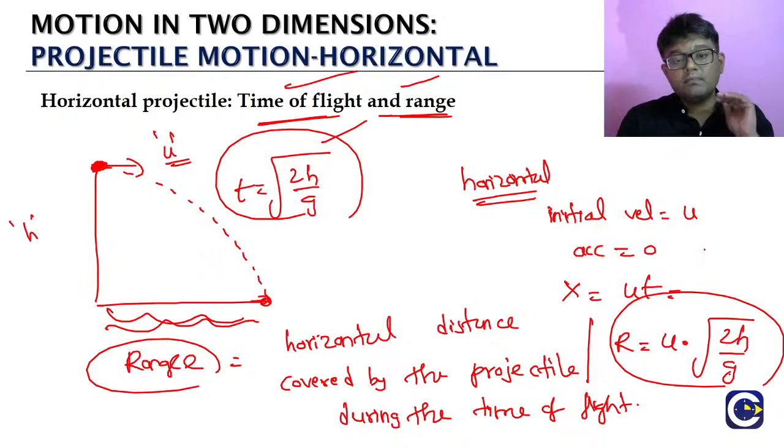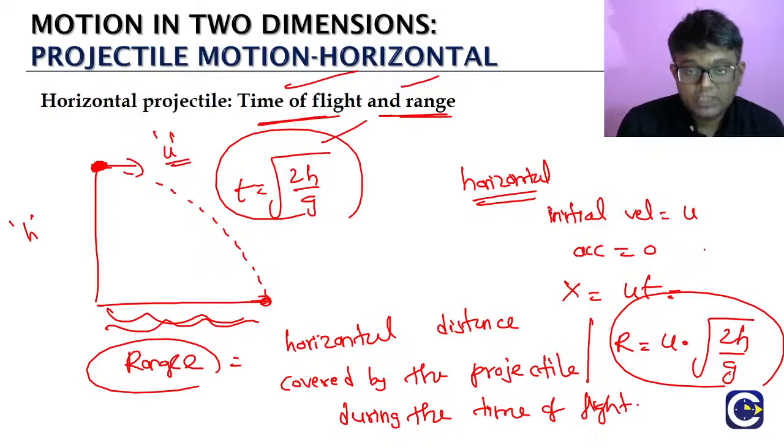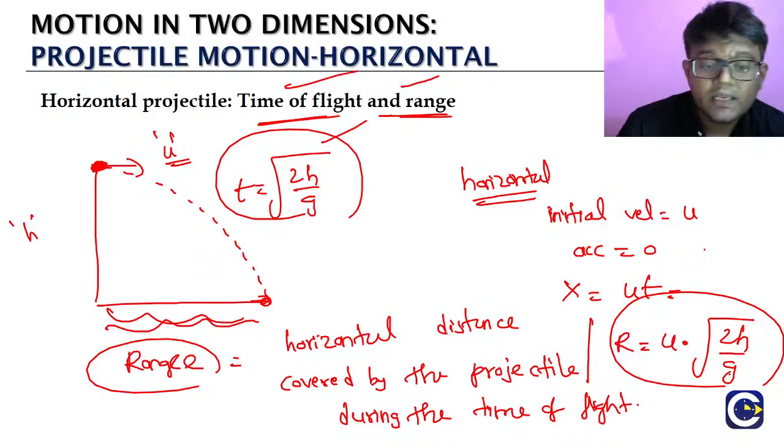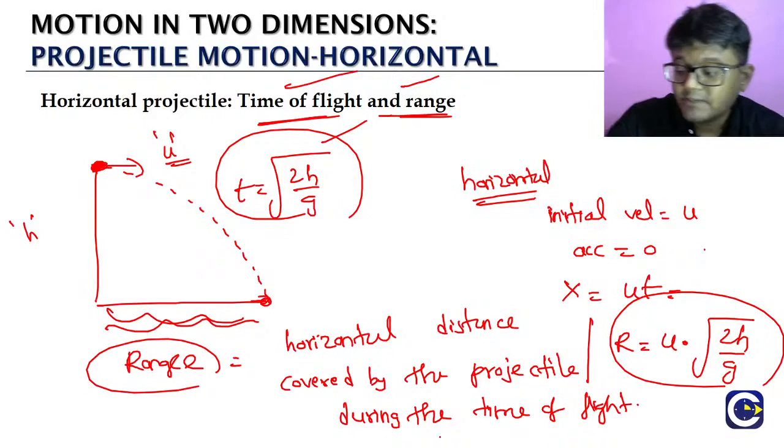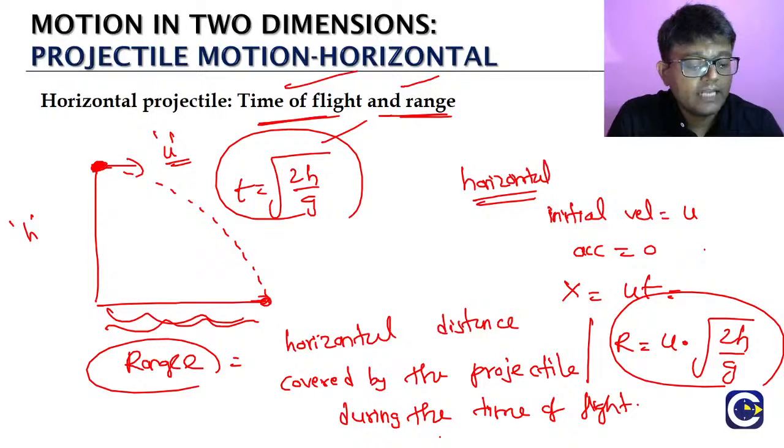What are we doing here? Simply we are taking the horizontal direction motion, which is a uniform velocity motion, and in that we are using the equation: displacement is equal to initial velocity into total time of flight, which is root of 2h by g. So this is the expression for the range. These are the expressions for the range of the projectile and the time of flight.